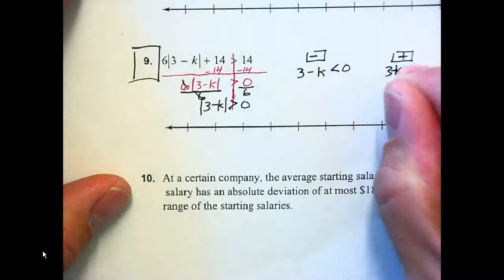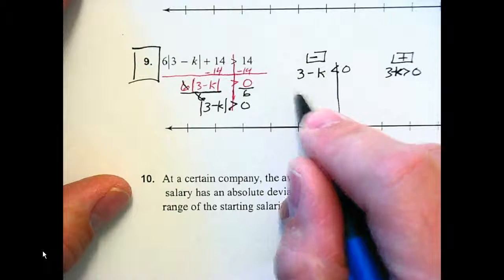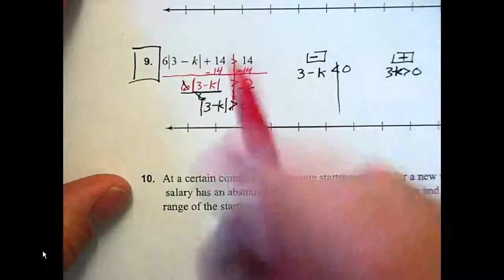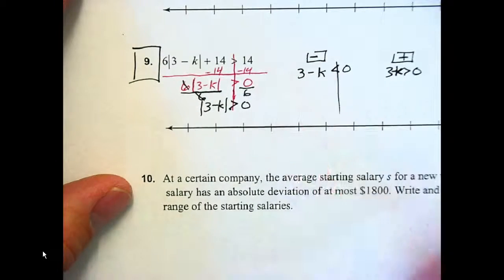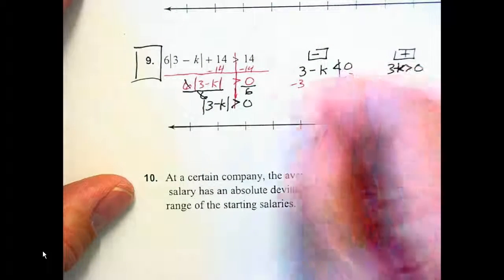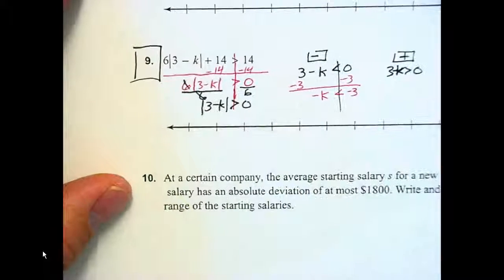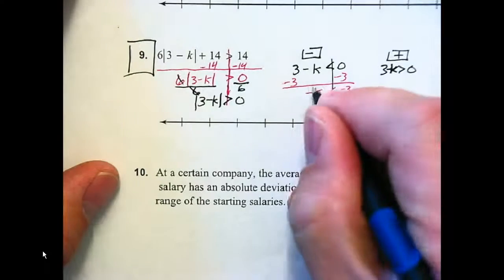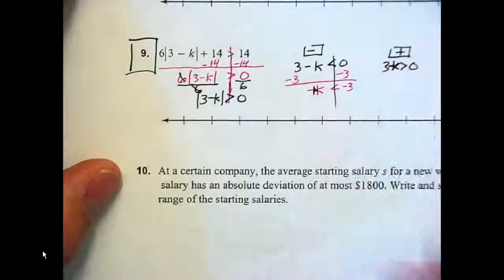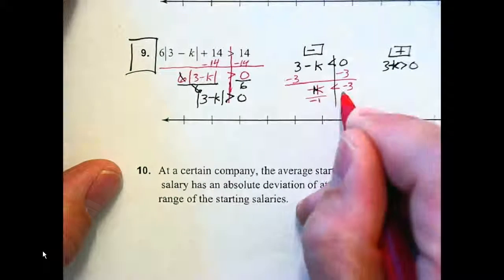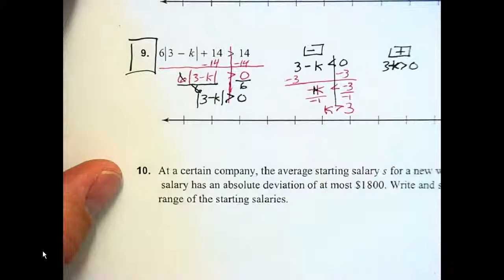It's a k. It's ugly now. Do we add or subtract 3? Yeah, we subtract. That's a positive 3, right? A positive 3, so we subtract 3. You're left with negative k is less than negative 3. And that means negative k means negative 1k. How do I get rid of negative 1? Divide by negative 1, which means that switches. We get k is greater than 3.